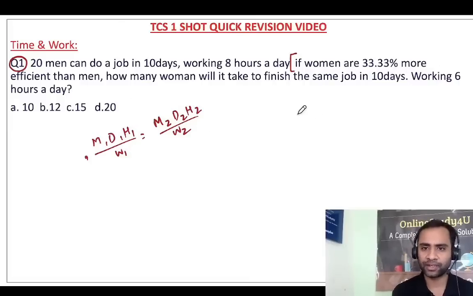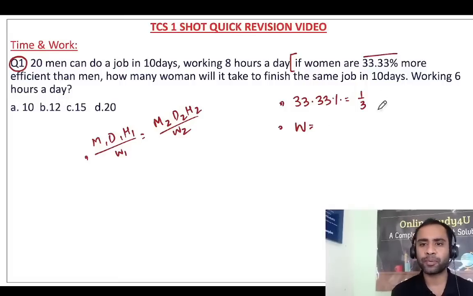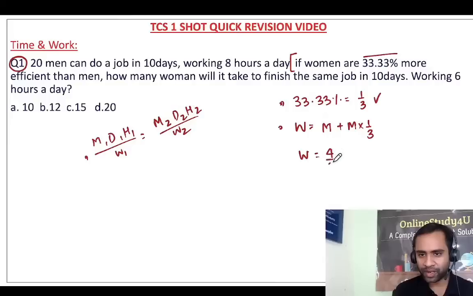If women are 33.33% more efficient than men, what is the meaning of 33.33 percentage? Sir, you said 1 by 3. So women's efficiency is not equal to men's. It is 1 by 3 more, right? Then women will be 4 by 3 the efficiency of men. If men's efficiency we consider 3, then 3 and 3 get cancelled, and women's efficiency will become 4.